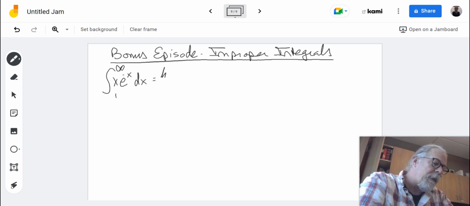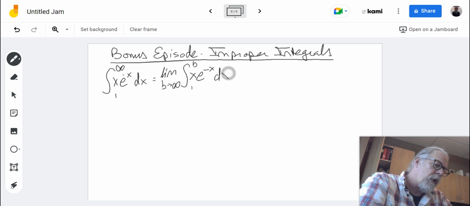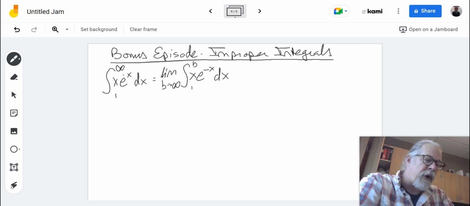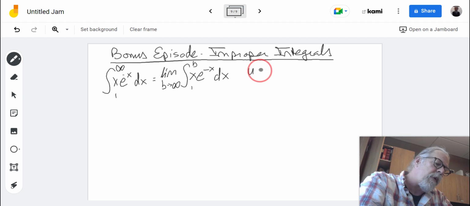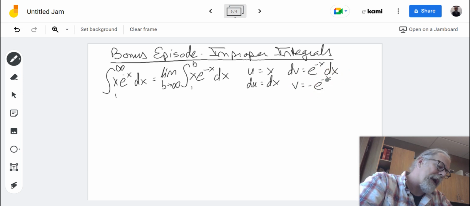Step one, the limit as b goes to infinity of the integral from 1 to b of x e to the negative x dx. We notice that this looks like an integration by parts problem. U equals x, du equals dx, dv equals e to the negative x dx, and therefore v is equal to negative e to the negative x.